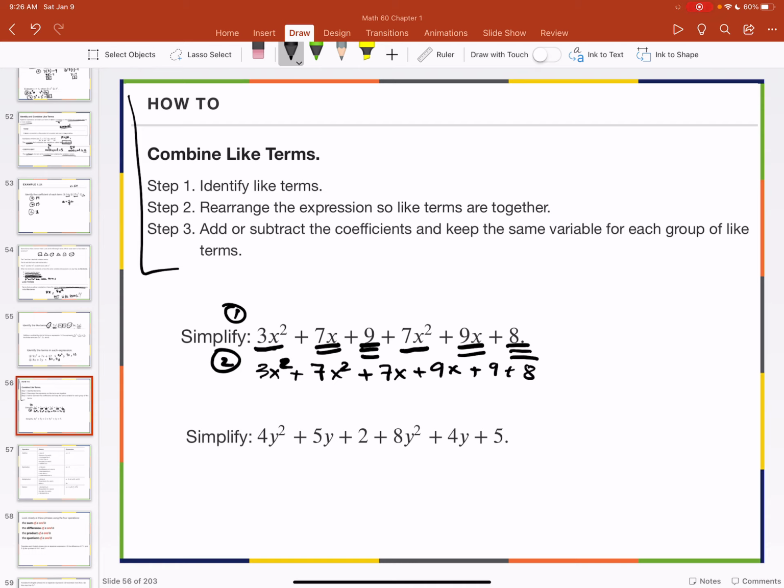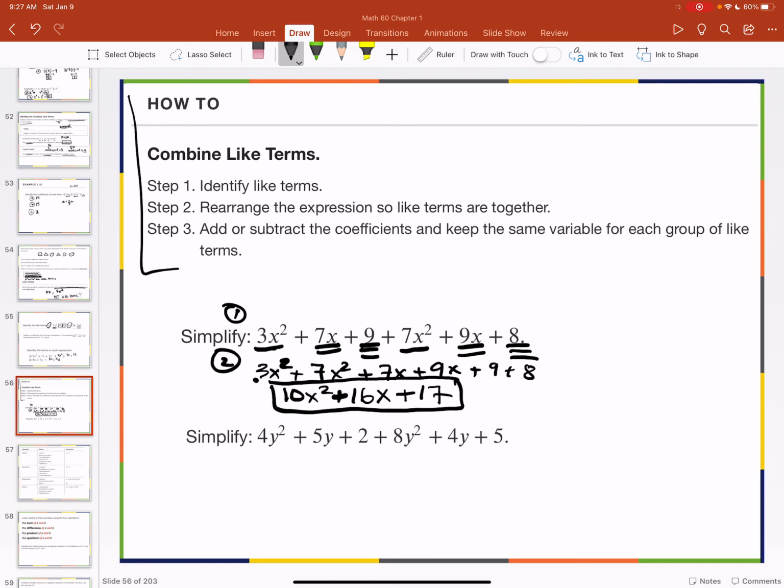Now look how I rewrote the expression. I put the like terms together. I have 3x squared plus 7x squared. What do you think 3x squared and 7x squared is? Their coefficients tell me to add or subtract. It's a positive 3, positive 7. Together they make 10, you guessed it, 10x squared. Then I have 7x plus 9x. Think of it as 7 apples plus 9 apples. Together I have 16 apples, or 16x. And then finally, positive 9 plus 8, that's 17. So see how we did that?